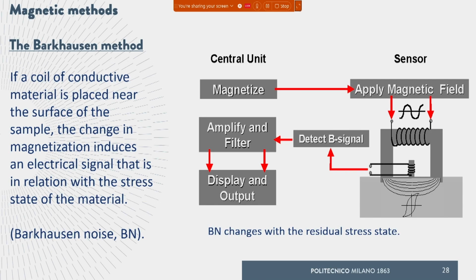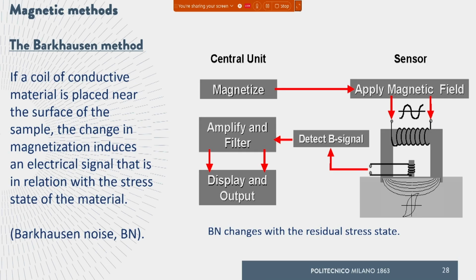The Barkhausen noise is a magnetic noise. Imagine you have a coil of a conductive material that is placed near the surface of the sample, and the change of magnetization induces an electric signal that is in relation with the stress state of the material. This is the base of the magnetic noise. We apply the magnetic field to the sample, the signal is detected, is amplified, and then is displayed.